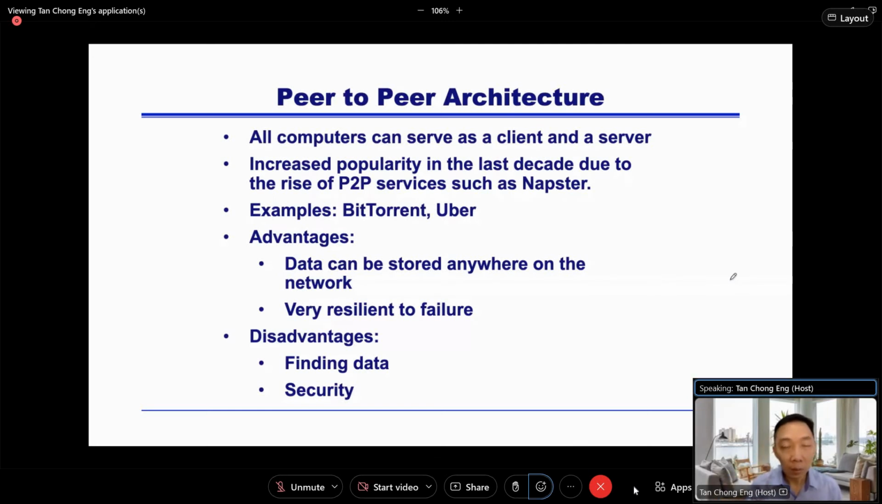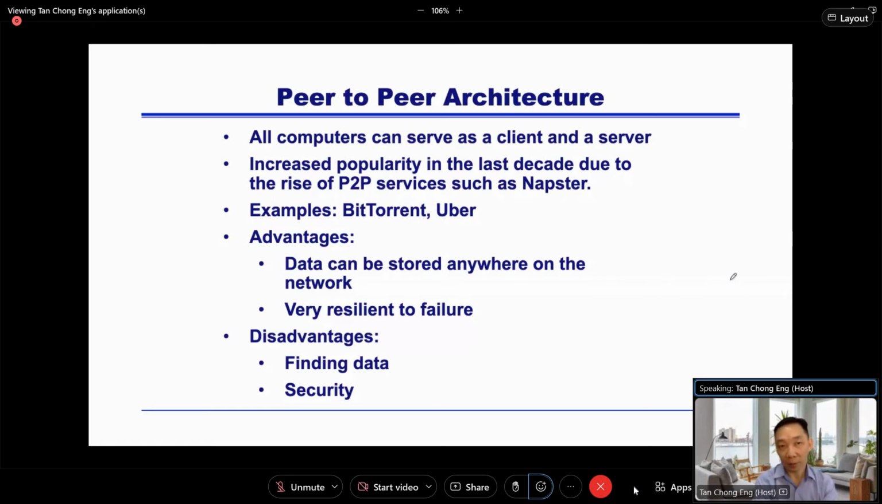And the advantage of it is that the data can be stored anywhere on the network, so you don't have to worry about the server being down, you see. If you have a movie, for example, and a lot of people downloaded your movie using a peer-to-peer, P2P service, and they do not switch off their computers, when others come in and download, they will be downloading from multiple sites. That's why you can have a very fast download speed on a peer-to-peer architecture such as BitTorrent, because more than one computer is serving your download.